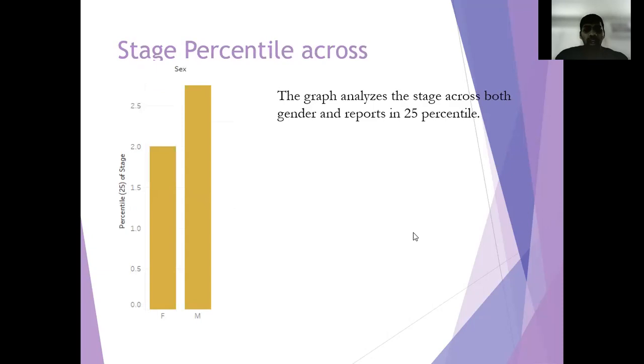And coming to the next slide, stage percentile across gender. It represents the 25% of the stage in both male and female, using the 25th percentile. Females were in stage 2 while males were in stage 3. So this represents the stage across both genders at the 25th percentile. This is what I just want to explain in this slide.